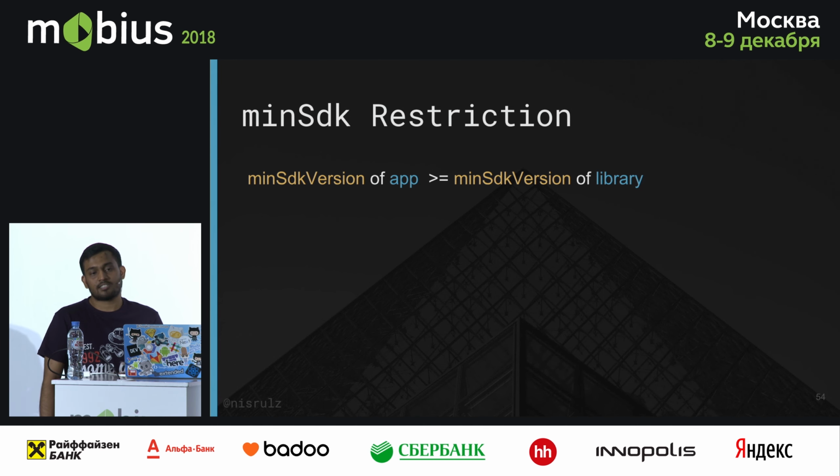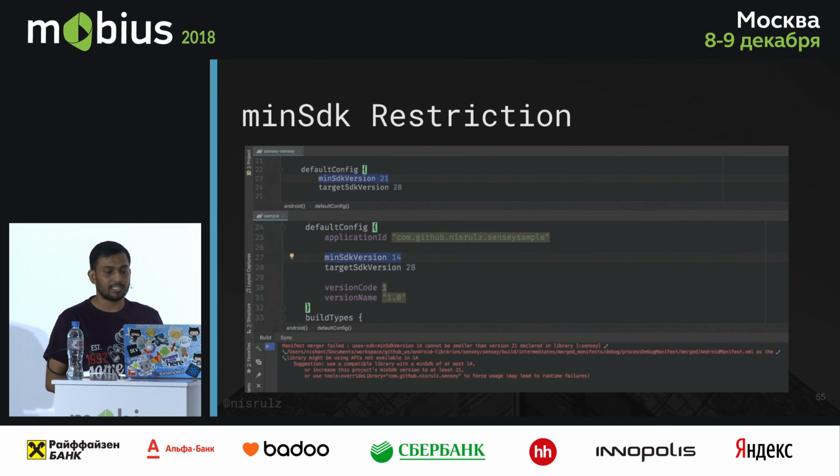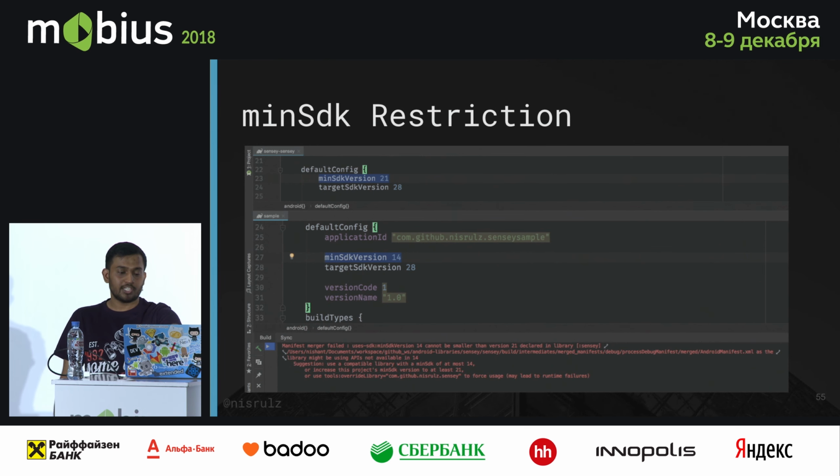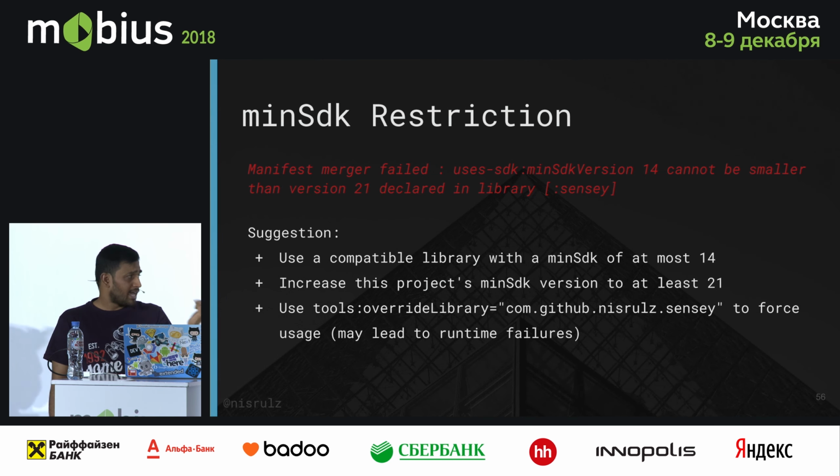Now, what that means is, say, for example, your app is API 14 and the library is 21, then the min SDK restriction comes into place and the project will not compile. We can see that because I tried this again with my library. I changed the min SDK to 21 for my library, and for the sample app, I changed the min SDK to 14, and I get an error. The compilation doesn't go through. I'm going to zoom this up.